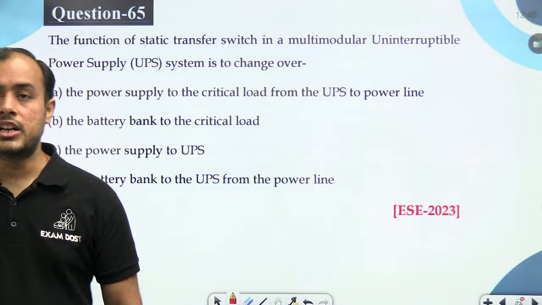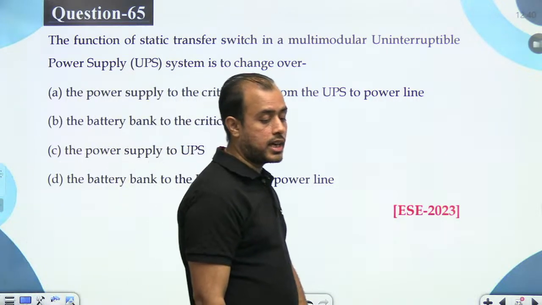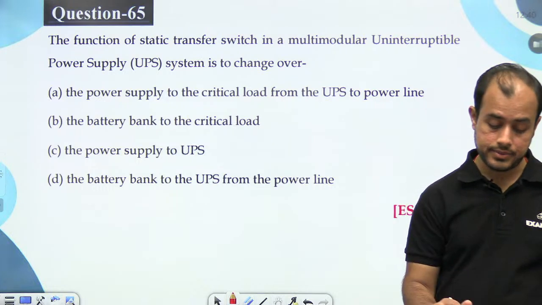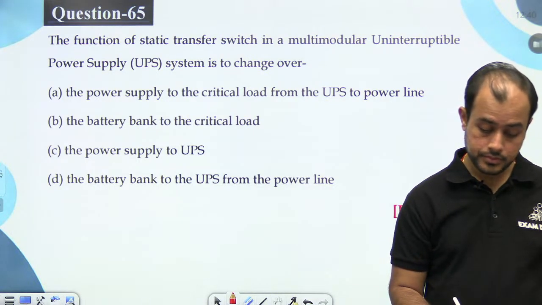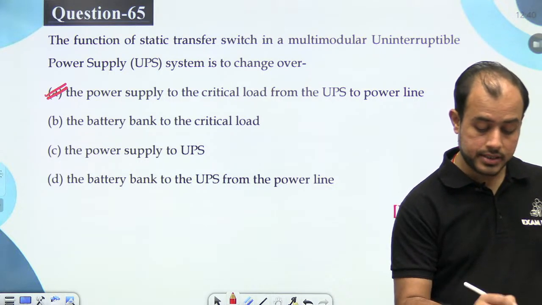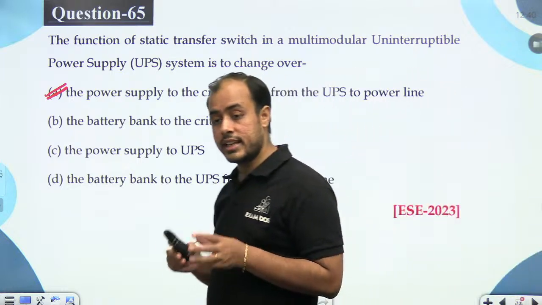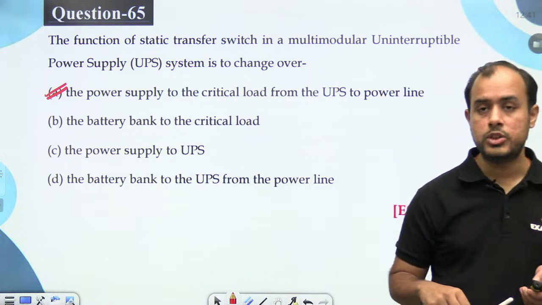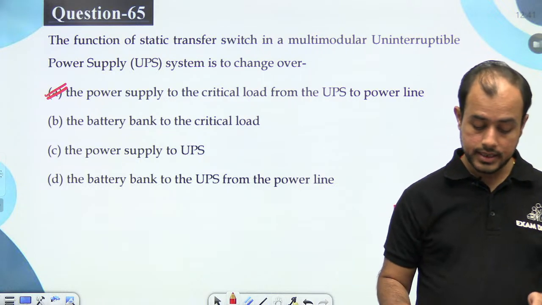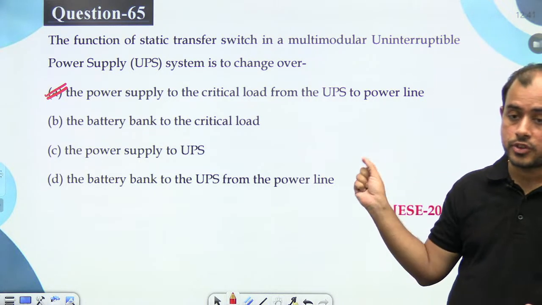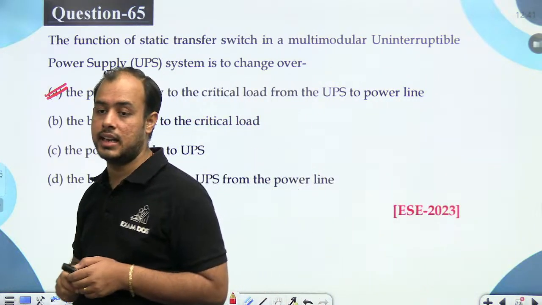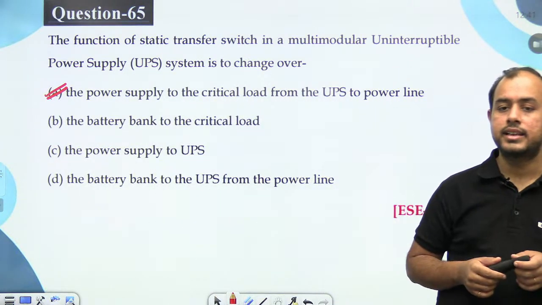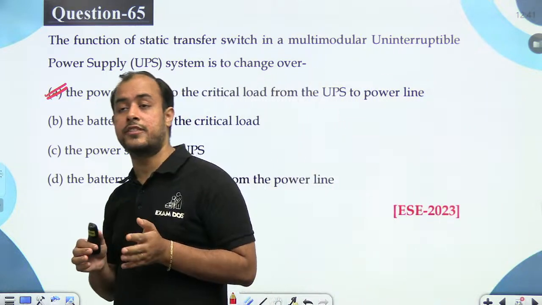Last question. The function of static transfer switch in a multi-modular UPS system is to change over. What is the purpose of a switch in a multi-modular power UPS? Come on everyone. To change the power supply of critical load from UPS to power line. If there is any load which is very critical in the system, you want to switch that load from UPS to the main power line. For that, you need a static transfer switch. Okay. Is that clear? You want to change the critical load connection from the UPS to the main line. Okay. मल्टी मॉड्यूलर का मतलब ये होता है जिसके अंदर मल्टीपल मॉड्यूल्स होते हैं यूपीएस के. ठीक है. मल्टीपल मॉड्यूल्स का मतलब है you have different modules for different types of load.